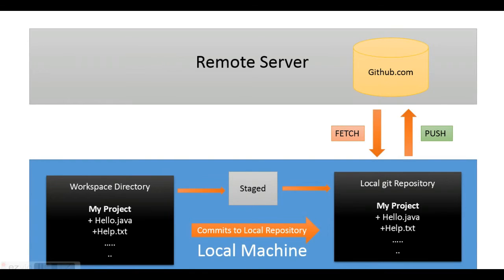And when you are done with the modified components from the staging area, from the staging area you can perform a commit to the local repository. So the staging area is an in-between stage between the workspace directory and the local Git repository.